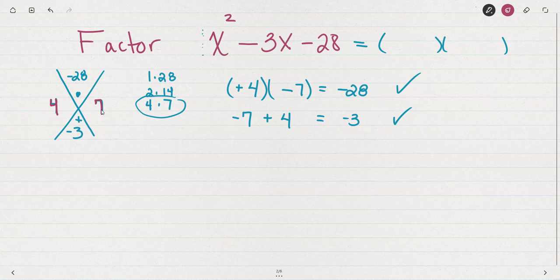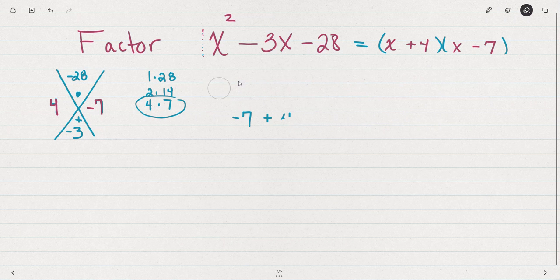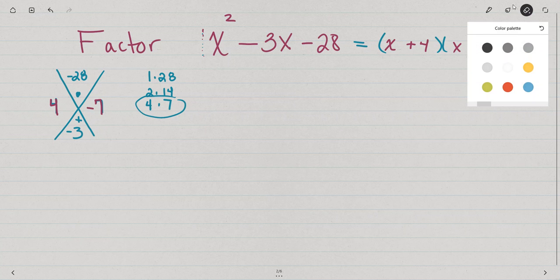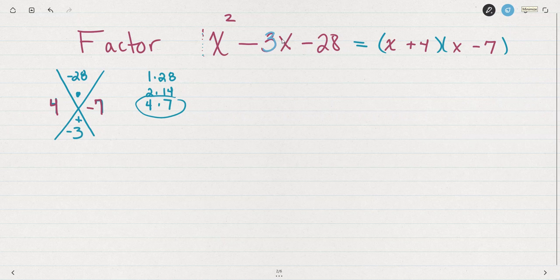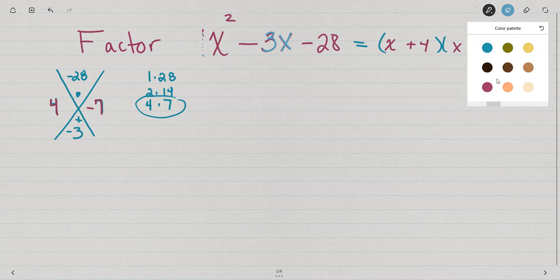Do you remember what to do next? I could just take that and say, oh, I'm sorry, I left the negative off, didn't I? I talked about it being negative, but didn't write it there. So I could just fill them in: x plus 4, x minus 7. But when I get to a problem that has something other than a 1 here, I am going to have to take it a step further. I'm going to break this 3x into a 4x minus 7x. Here's what it's going to look like.